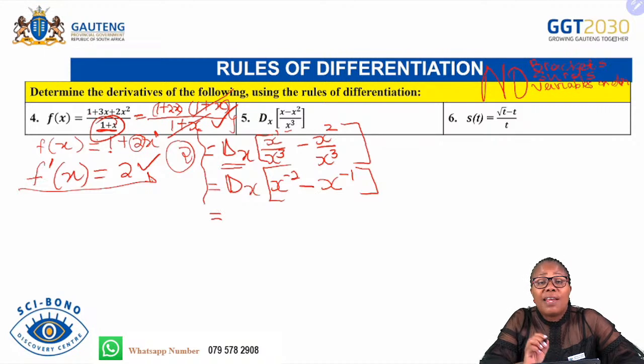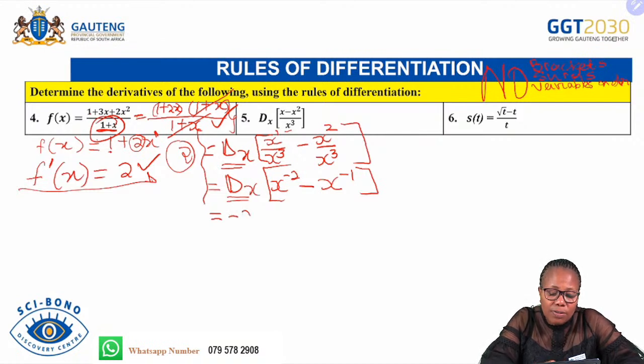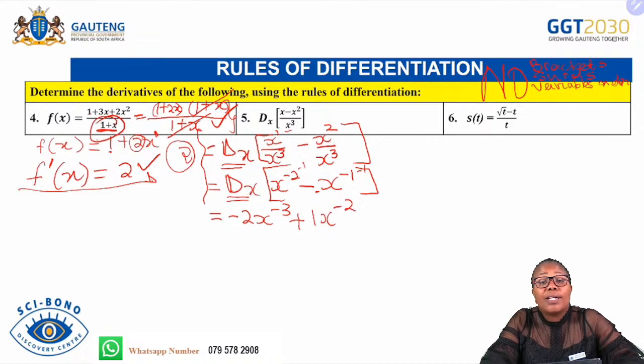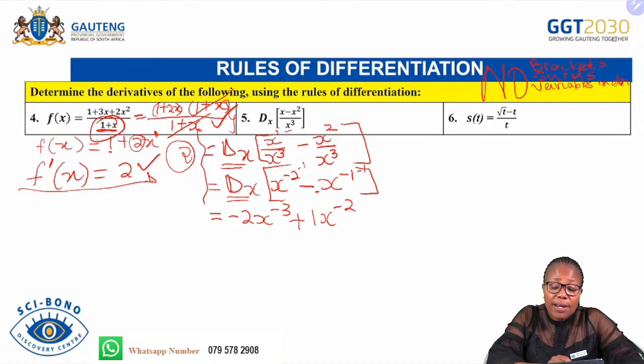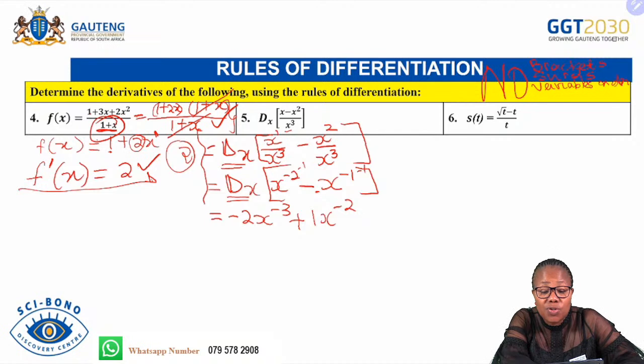The minute we derive with this notation, grade 12, you don't write that dx anymore. Notation, please. That will be minus 2 times 1, which is minus 2x. Subtract a 1 from the exponent, minus 3. That is the rule. And then negative 1 times negative 1 here will be positive 1, and then x to the power minus 2. That is the application of the rule. Therefore, this is our derivative, grade 12.